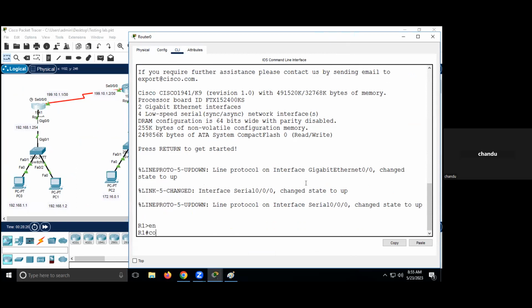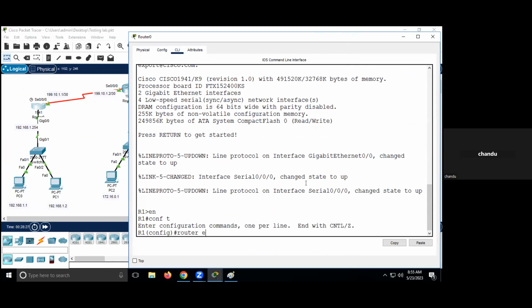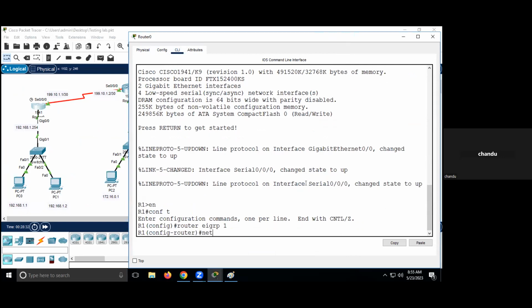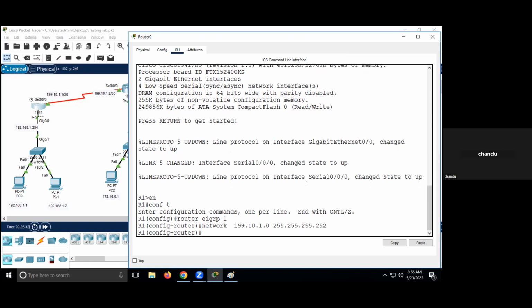I'm going for router 1, config t, router EIGRP 1, for example. Start on my system. I'm giving network, so I give 199.10.1.0, it's subnetted, so I must give the subnet mask. Router EIGRP 1, network ID, and subnet mask. Again, network, which is my LAN network, 192.1.1.0.